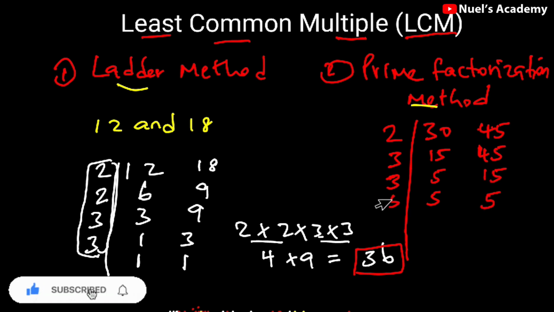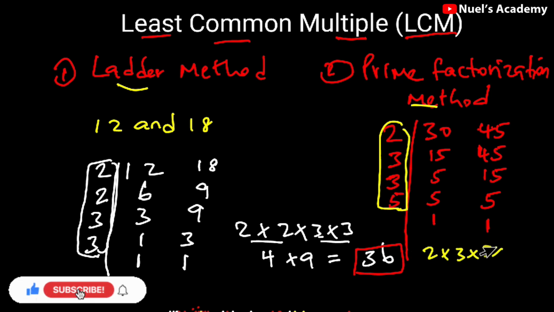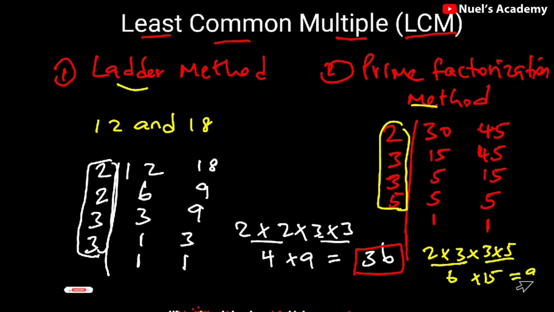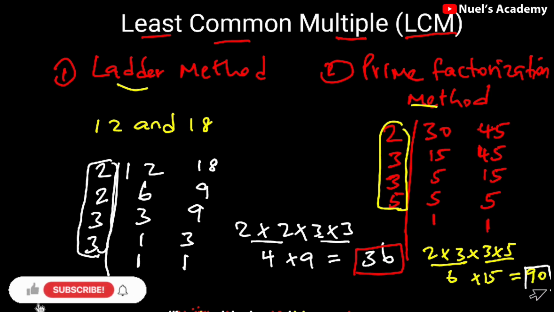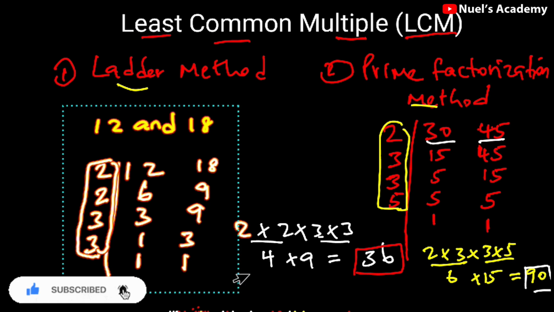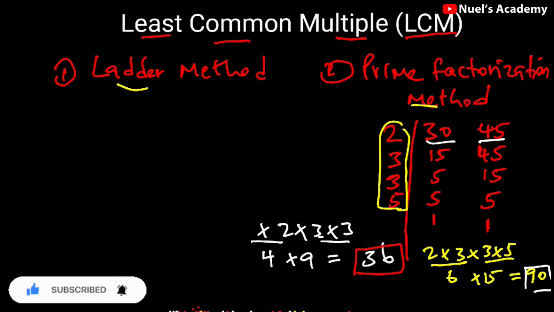So we're going to divide with 5 now. 5 divided by 5 is 1. 5 divided by 5 is 1. The LCM is the product of these numbers, which is 2 times 3 times 3 times 5. 2 times 3 is 6, 3 times 5 is 15, 6 times 15 is 90. So 90 is the LCM of 30 and 45. Let's solve one more example using the ladder method. Let's find the LCM of 60 and 20.